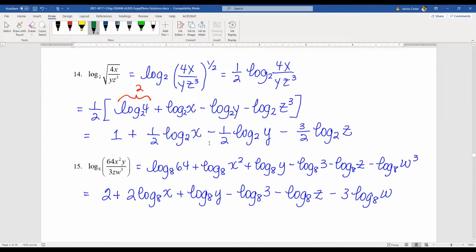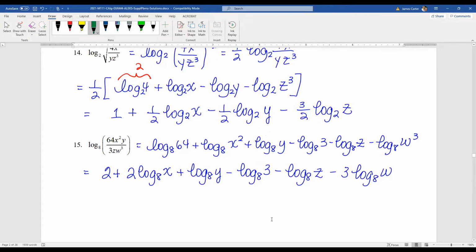You're actually not going to have any problems quite as difficult as that one on the test. Likewise on this one, similarly, okay, we've got to get this x squared brought out front right here. 64 is the second power of 2, so we have to simplify that and bring the 3 out front here.